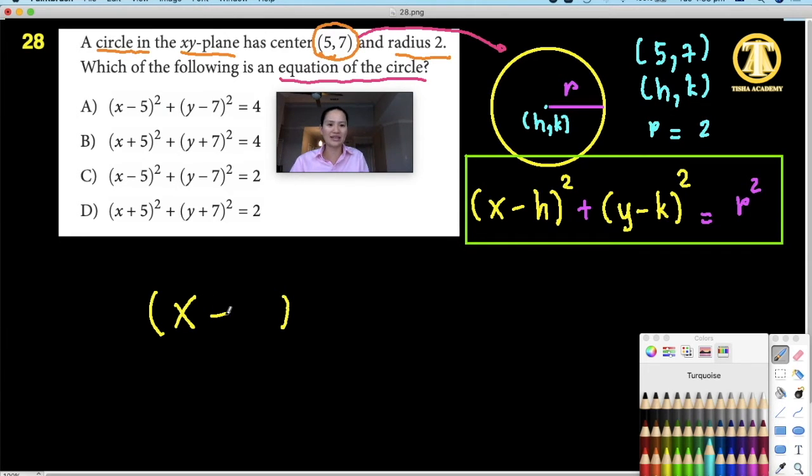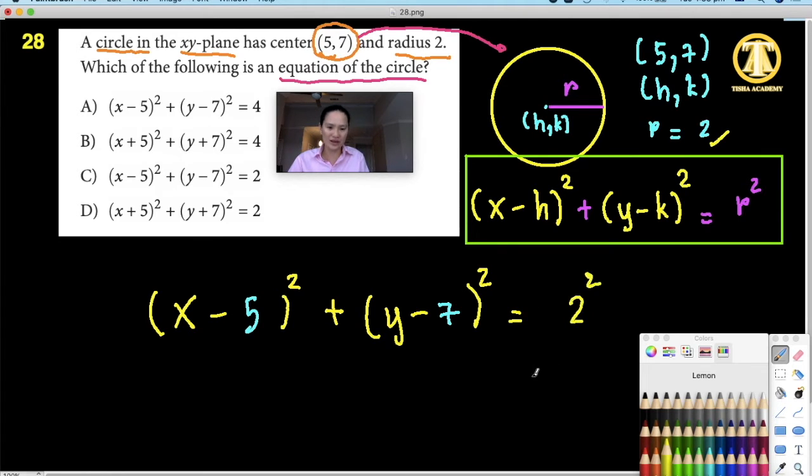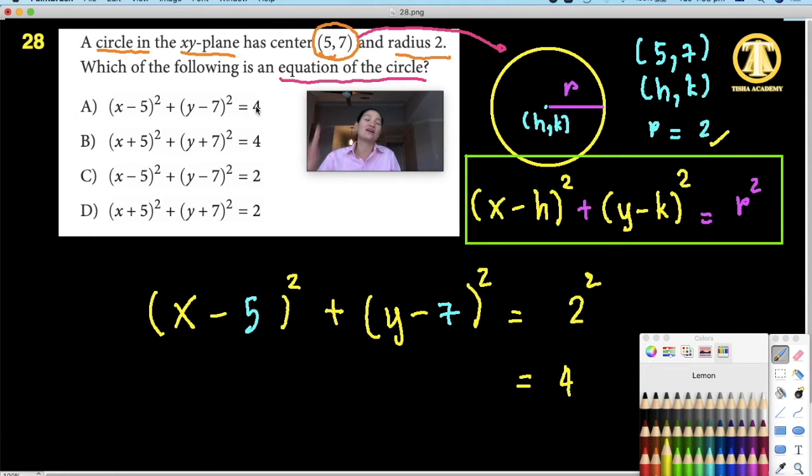So x minus h, that means (x minus 5) squared, plus (y minus k), our k is 7, (y minus 7) all squared, and it equals r squared. Our r is 2, so 2 squared is 4. So my answer is (x minus 5) squared plus (y minus 7) squared equals 4, since 2 to the power 2 is 4, so your answer has to be A.